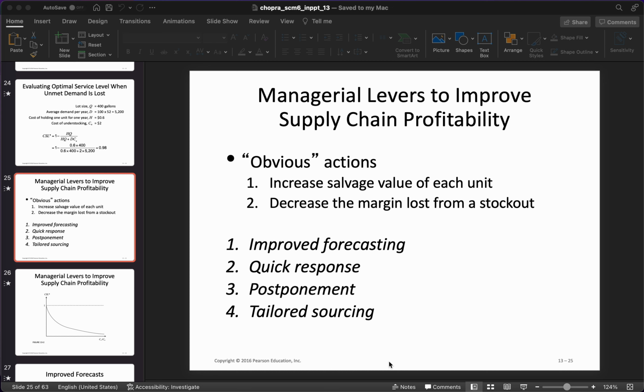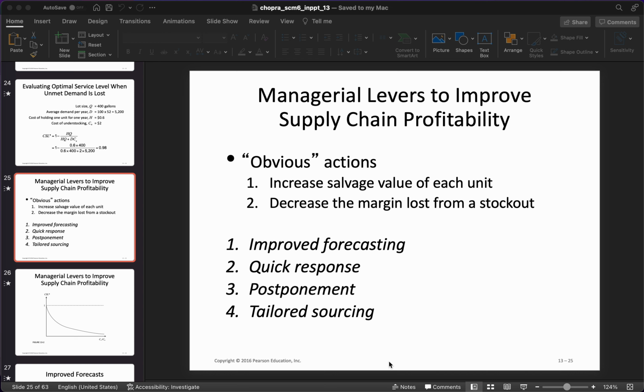Hello, everyone. Welcome to this week's extension of the news vendor model that we talked about last time. This week, we'll specifically be talking about managerial levers that you can pull to improve profitability in supply chains. There are four things that the textbook has, and these are the four things that we'll talk about. We have improved forecasting, quick response, postponement, and tailored sourcing.